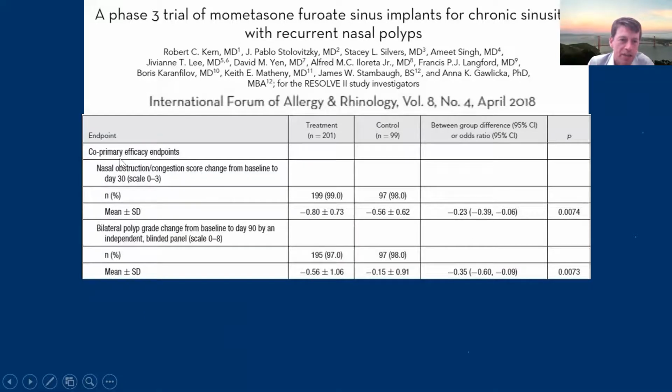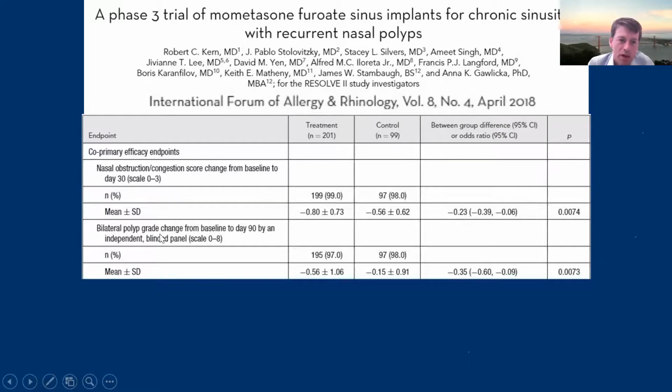So here's the nasal obstruction or congestion score. This was a 0 to 3 scale, and in the treatment group, it went down by 0.8. In the control group, it went down by 0.56. So there was a difference, a 0.23 difference. That was statistically significant, primarily because they had a very large patient cohort. But you can see a relatively modest improvement in nasal congestion score.